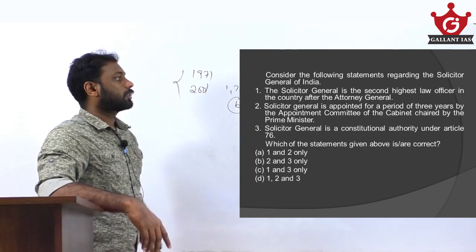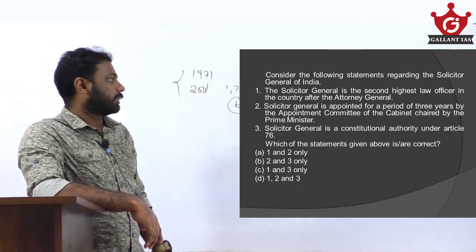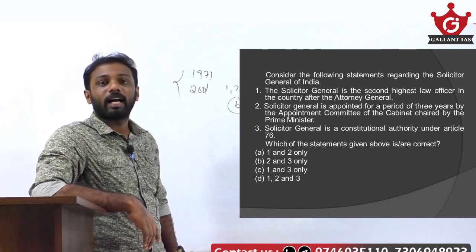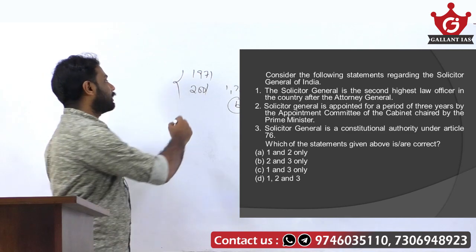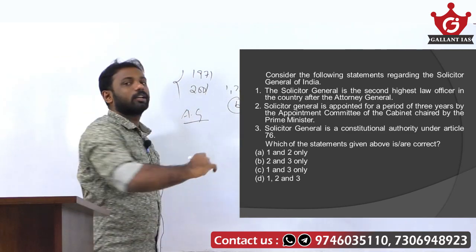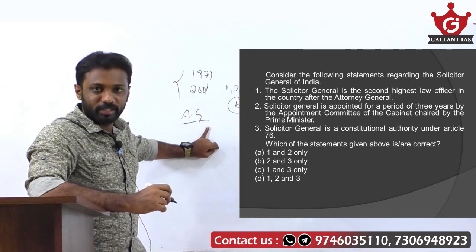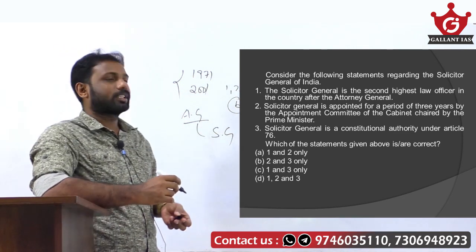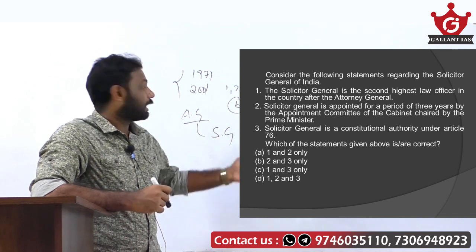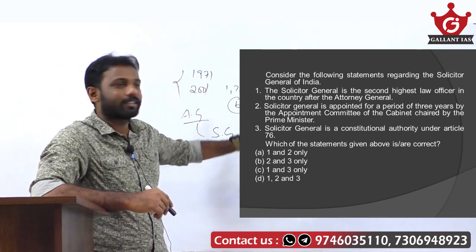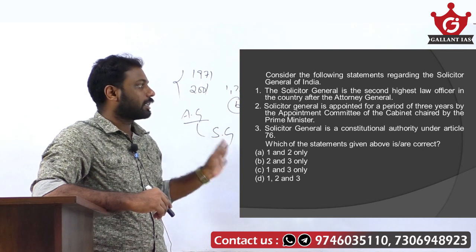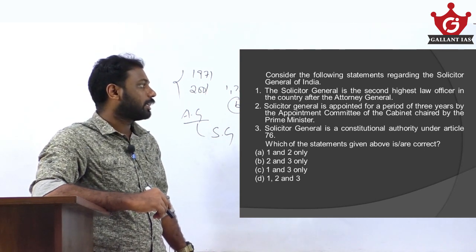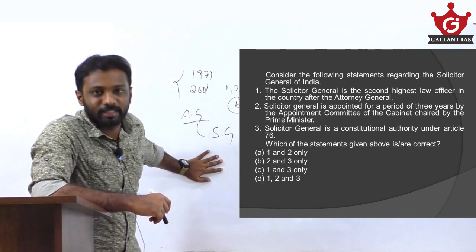Okay. Consider the following statements regarding the Solicitor General of India. The Solicitor General is the second highest officer in the country after the Attorney General. Yes. See, the Attorney General is the highest law officer in our country. And to assist the Attorney General, there is another officer called the Solicitor General. So this is the second highest law officer in our country to give legal advice to the government of India. So 1 is a correct statement. The Solicitor General is appointed for a period of 3 years by the Appointments Committee of the Cabinet chaired by the Prime Minister. That's also a correct statement.